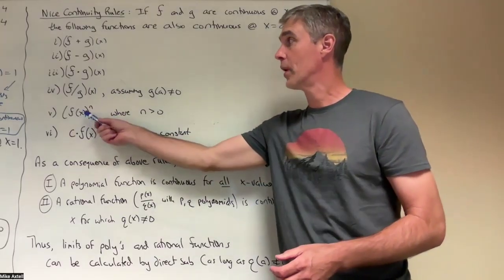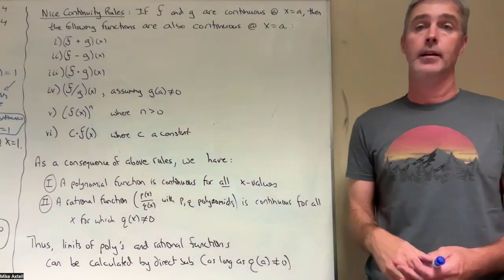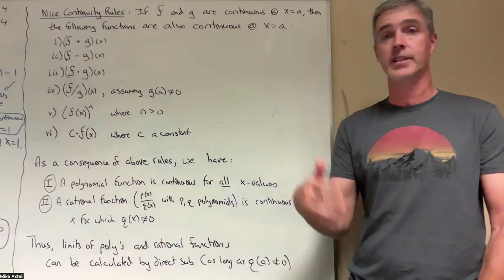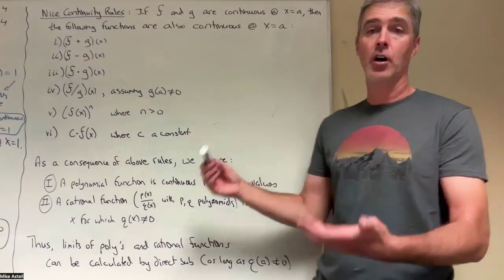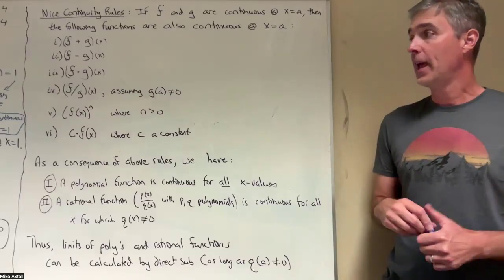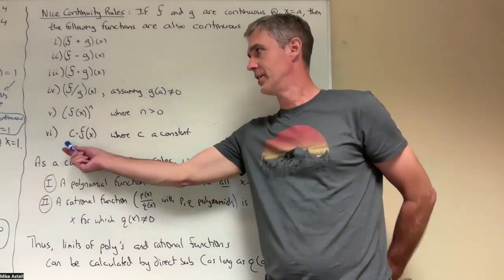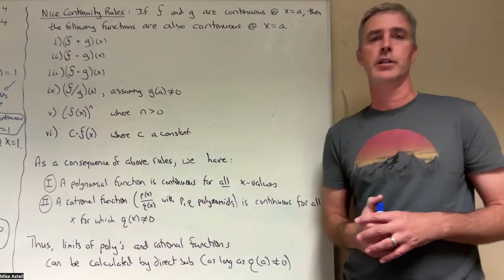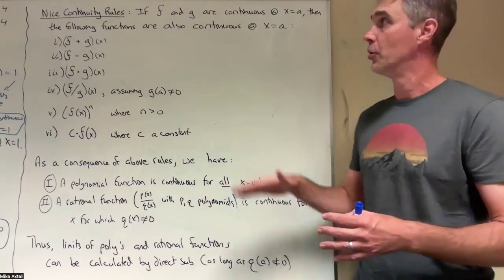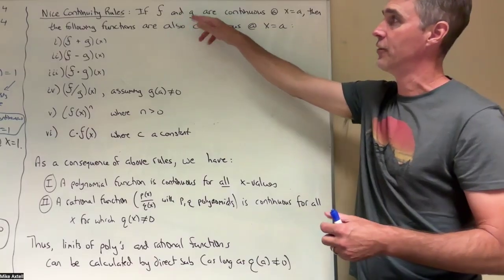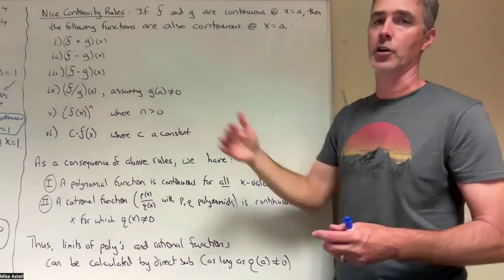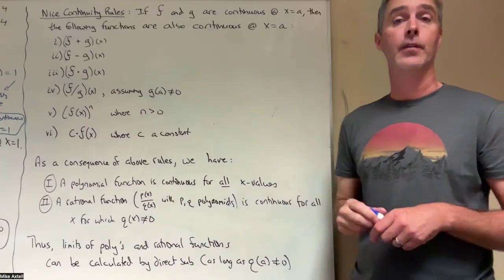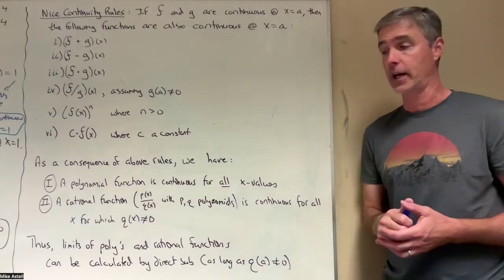And then f of x raised to any positive power, like the 1/2 power for square root or the 7th power, is also going to be continuous at x equals a. And finally, a constant, a number like 7 times f of x, that new function will also be continuous at x equals a. So given little simple building blocks f and g, I can build more and more complicated functions, and for free, I get that they are also continuous at x equals a.